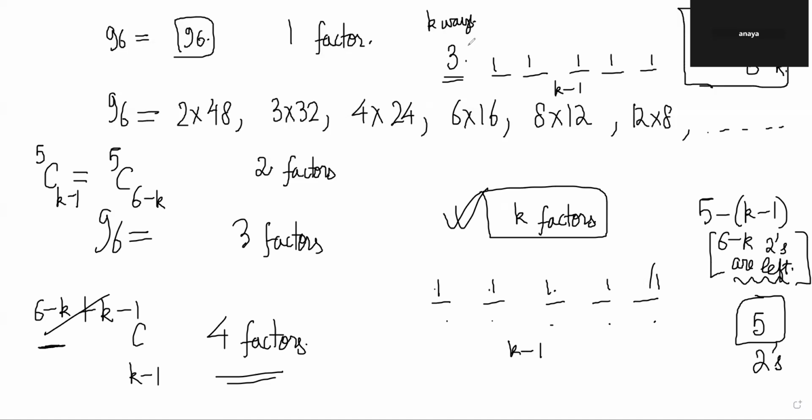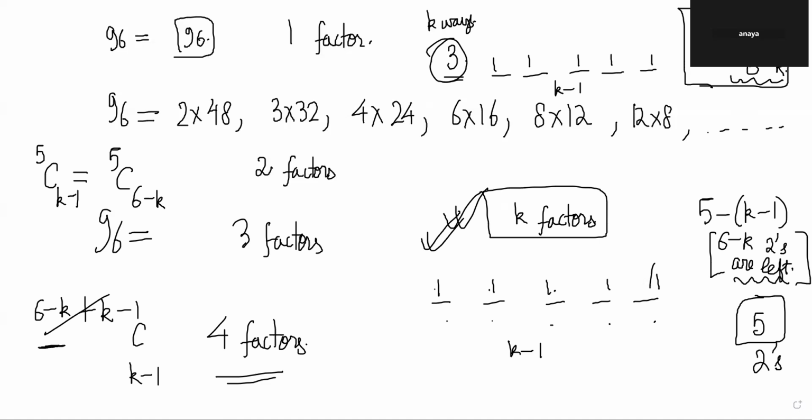Why have I multiplied with k? Because 3 could have been given in k ways. After that, we have done the calculation of how many ways you can give the 2 power 5 out, always ensuring that there are k factors in this case, right?